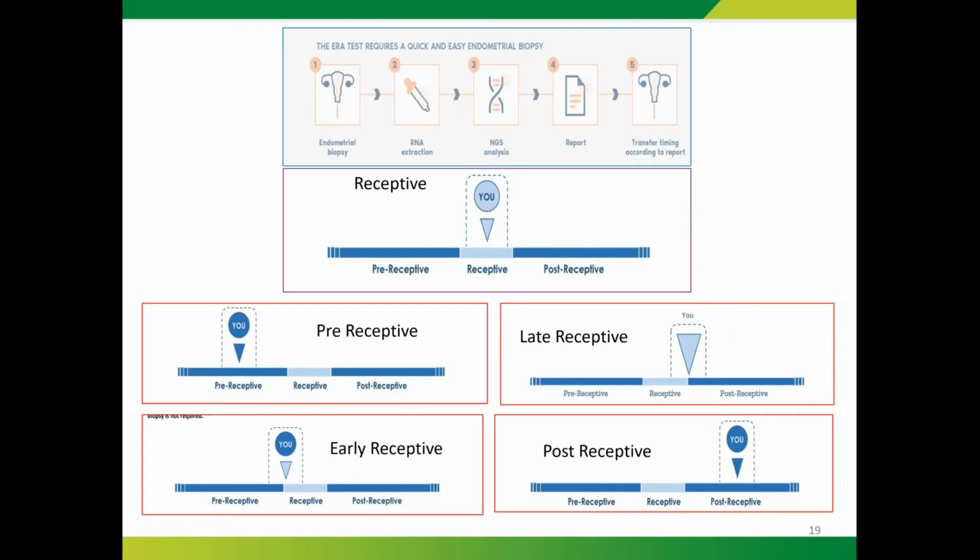The test result of ERA shows receptive or non-receptive status. A non-receptive result indicates that the endometrium is either pre- or post-receptive. In this case, a new personalized window of implantation will be indicated.